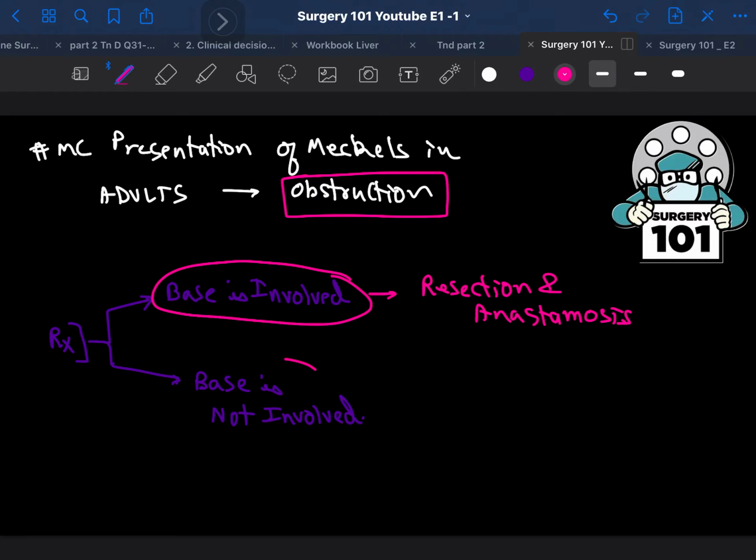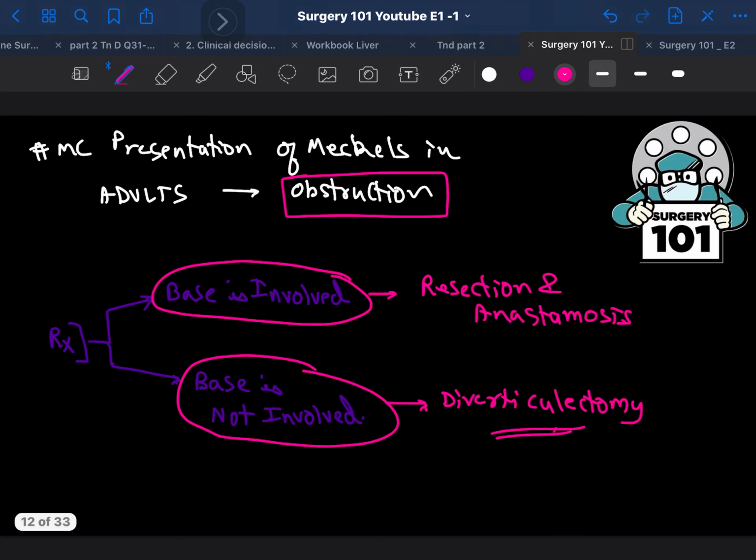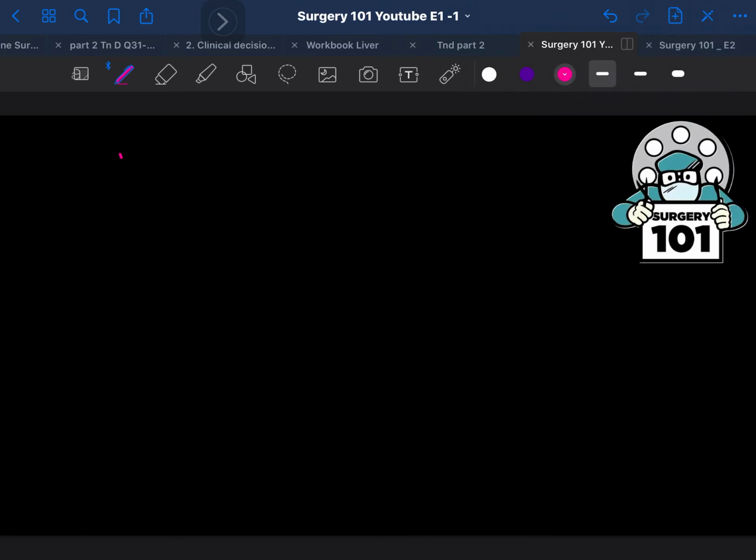if the base is not involved, you can go in for a diverticulectomy. Okay, so what do you understand by diverticulectomy? Let's say this is a Meckel's diverticulum, and you can just go inside and cut this particular Meckel's diverticulum like this. This is what is called a diverticulectomy. So if the base is not involved, you can go in for a diverticulectomy.